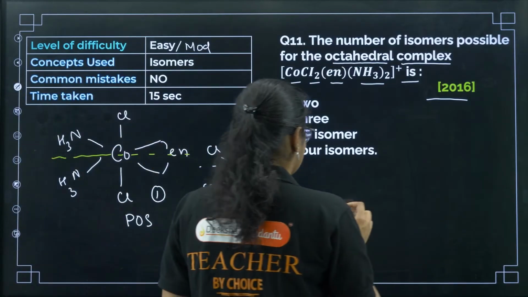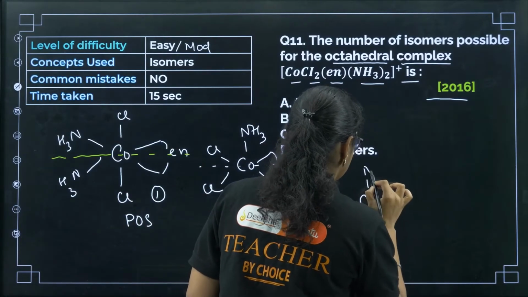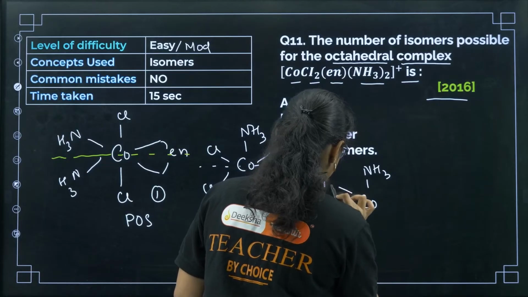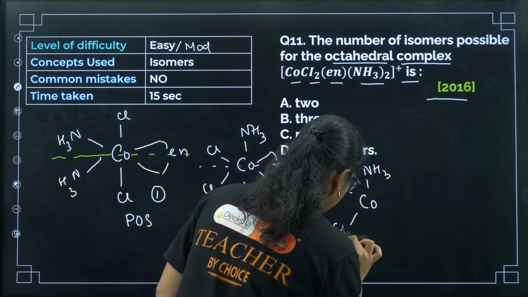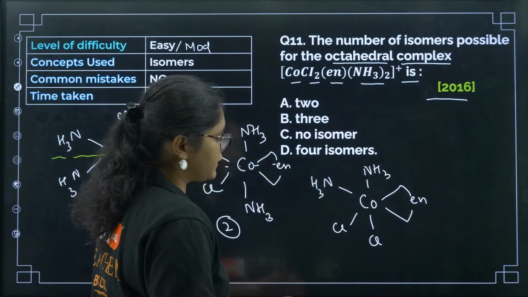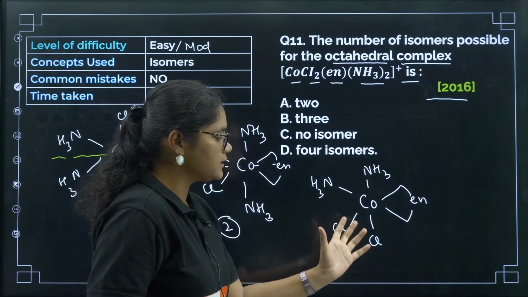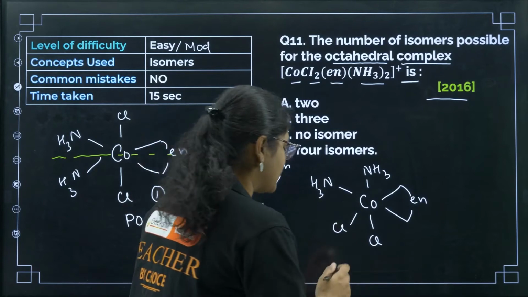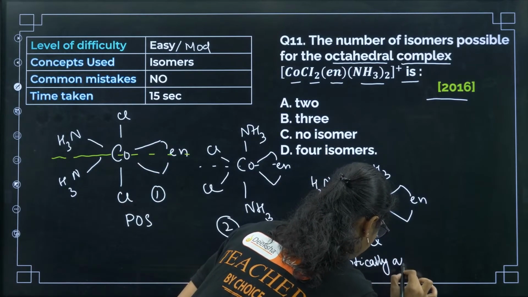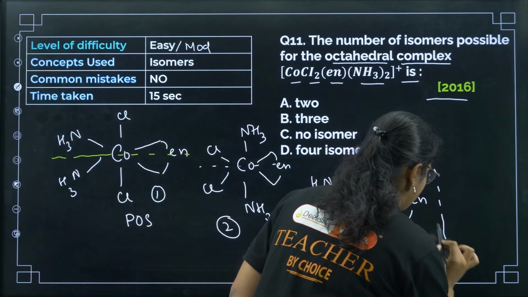Now if you see another one where I'll keep this NH3 and Cl in cis position like this, NH3, okay, Cl and En. Okay, now if you see, we cannot have any plane of symmetry here. No plane is there which is cutting the molecule exactly into two halves. So that means this is optically active. If this is optically active, then it will have an enantiomer also.